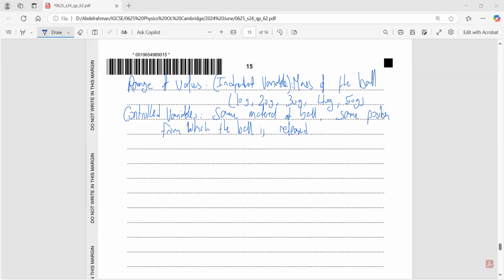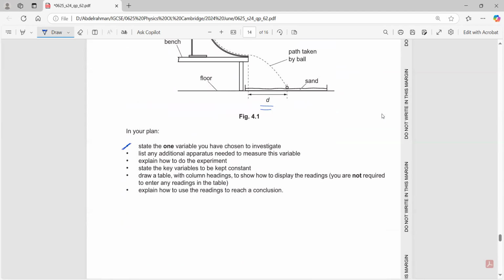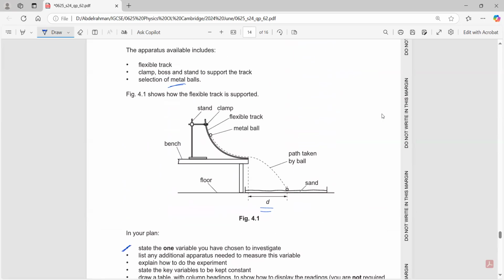Now, can I state the apparatuses needed? What are the apparatuses needed? To measure the mass, you need a balance. To measure the distance traveled, you need a ruler or a meter. So these are the apparatuses. You don't need to talk about any safety precautions.